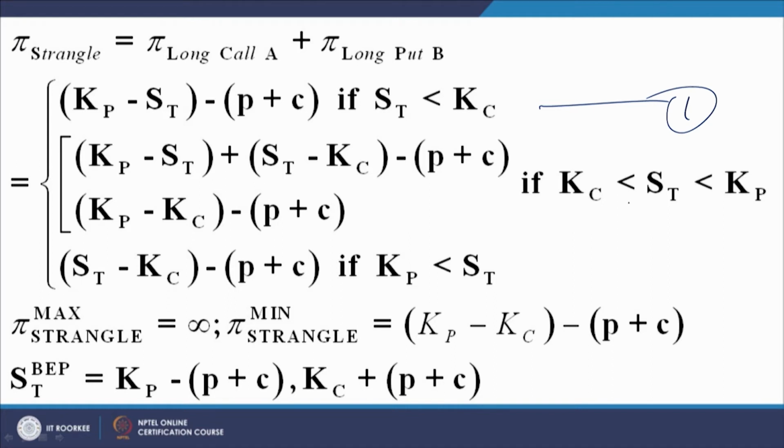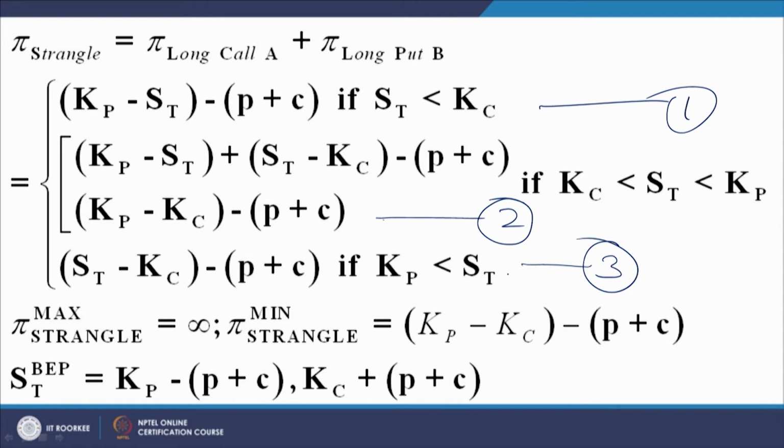If S_T is greater than K_C, but S_T is less than K_P, then what happens? Both the options are exercised, and as a result we get the profit function given by equation number 2. And of course, if K_P is less than S_T, obviously K_C would also be less than S_T, because K_C is less than K_P, then only the call option is exercised, and we have this as the profit function, equation number 3.